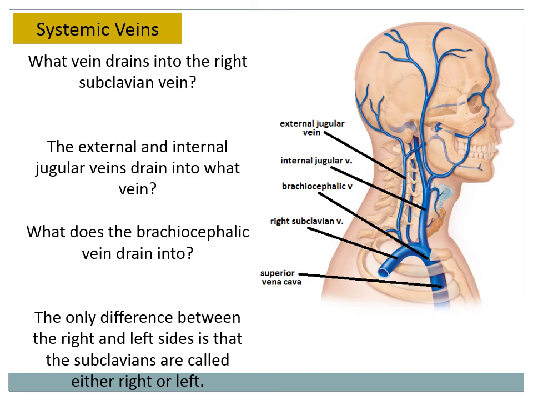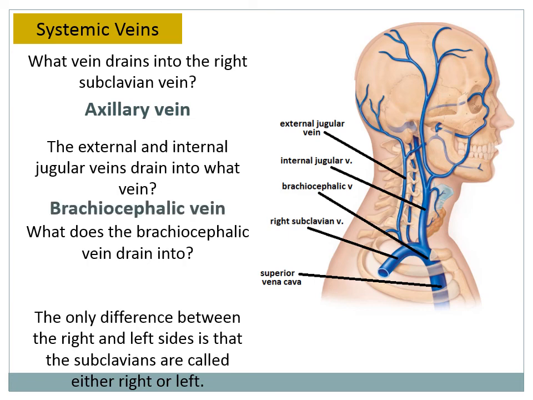When we look at your right subclavian vein, what veins are going to drain into the right subclavian vein? It's going to be the axillary vein, right? So the axillary vein was the most superior vein that your arms drain into. So your axillary vein is going to dump into the right subclavian vein. When we look at our external and internal jugular veins, what are they draining into? Yeah, they're draining into the brachiocephalic vein.